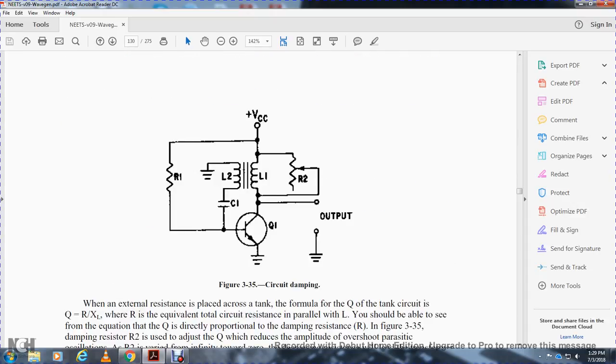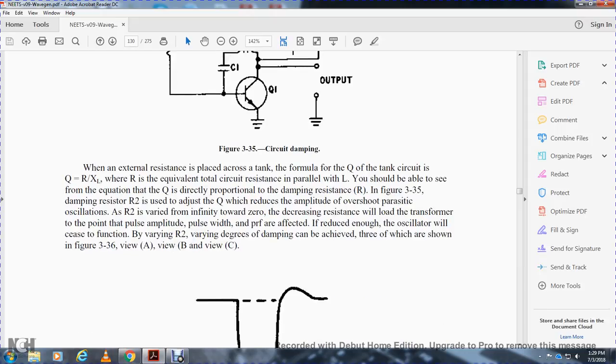Figure 335 shows the circuit: damping resistor 1, voltage, current, collector, emitter, base, ground, transformer tapped, 180 degrees, inductor 1, inductor 2, capacitor 1, resistor 2, rheostat, output grounded.